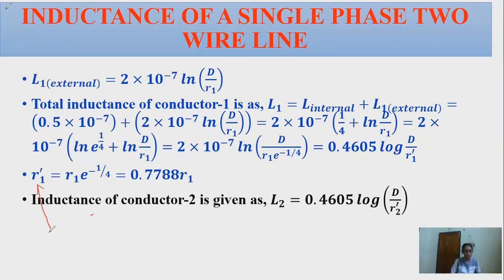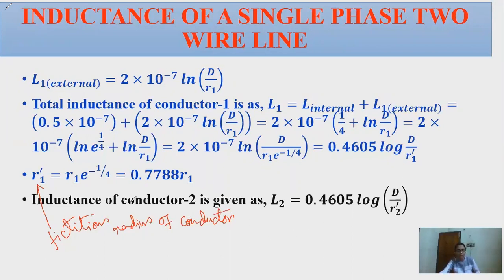The fictitious radius of the conductor. And what is the physical significance of this fictitious radius? It is nothing but the skin effect. Due to skin effect, we know that the effective radius of the conductor is decreased. That's why this radius is called the fictitious radius of the conductor, which is smaller compared to the actual radius of the conductor.